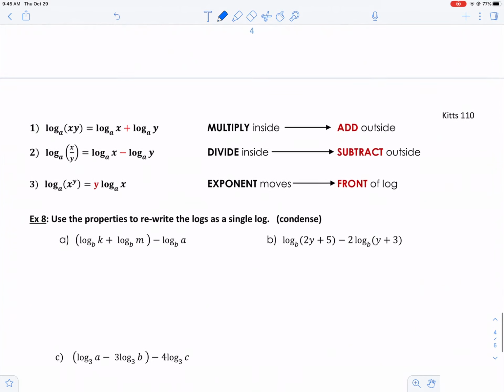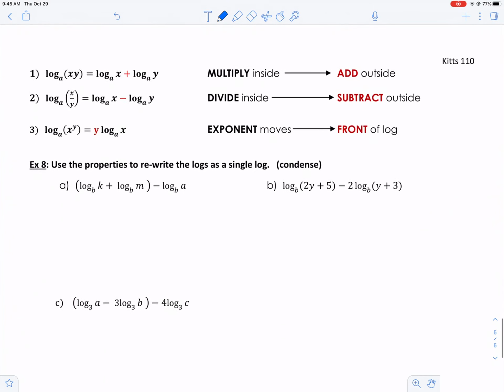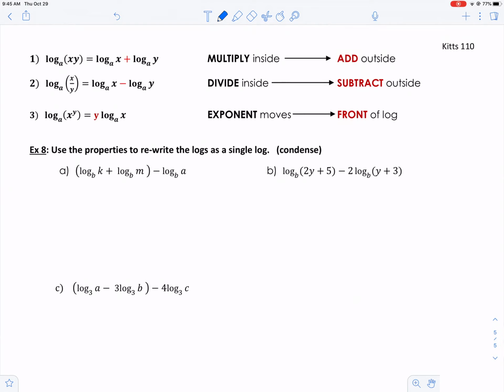Okay. So now we're going to go reverse. Instead of expanding, notice what the directions say, because you need to know these directions, because on the test you'll get confused. Here it says use properties to rewrite the log as a single log. So when we finish, we should have log base B of something. And that's it. Okay? All right, so we're going to start condensing.